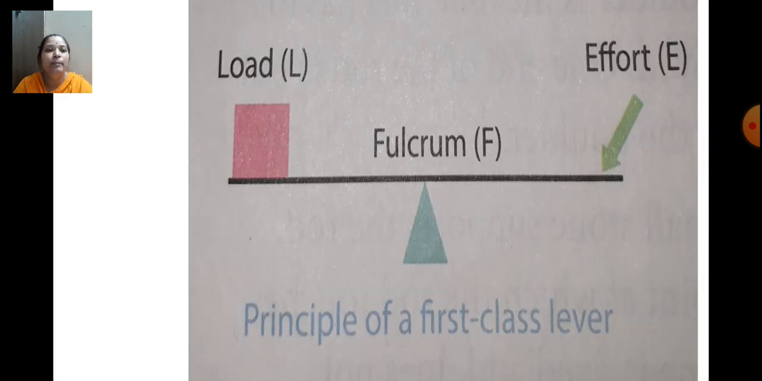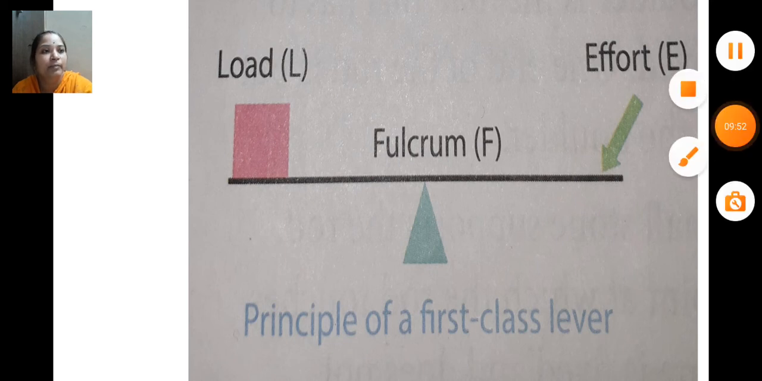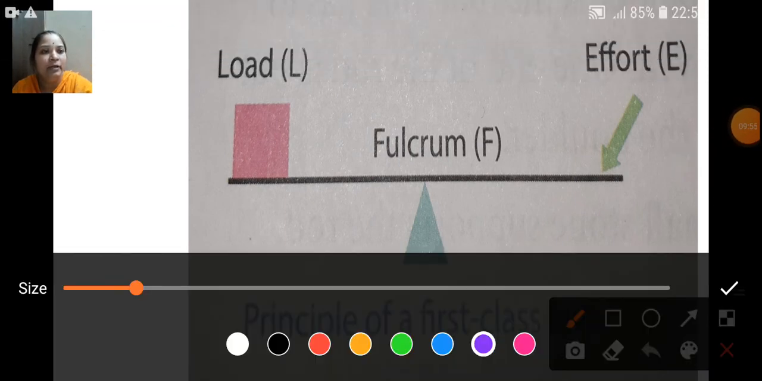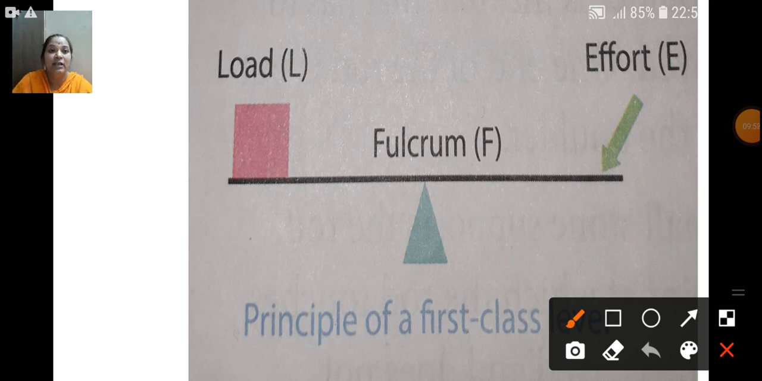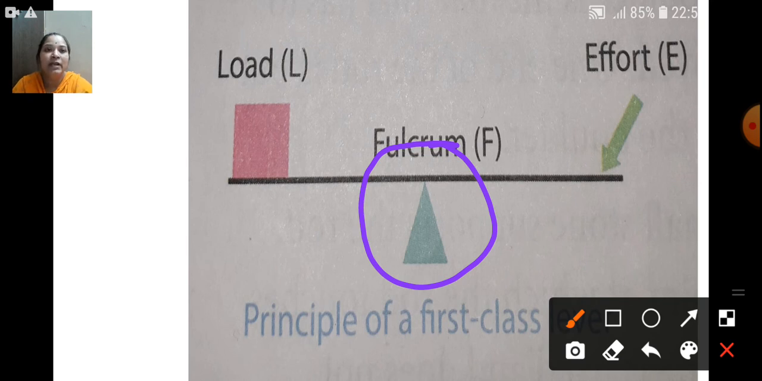Now see, this is the principle of the first class lever. In this, children, if you can see, in the first class lever the fulcrum is in the middle. On one side it is load and on the other side it is effort. Have you seen this kind of arrangement anywhere? Yes, the seesaw in the playground. That is an example of a first class lever. So, what is the principle of the first class lever, children? In the first class lever, the fulcrum is in the middle of load and effort.